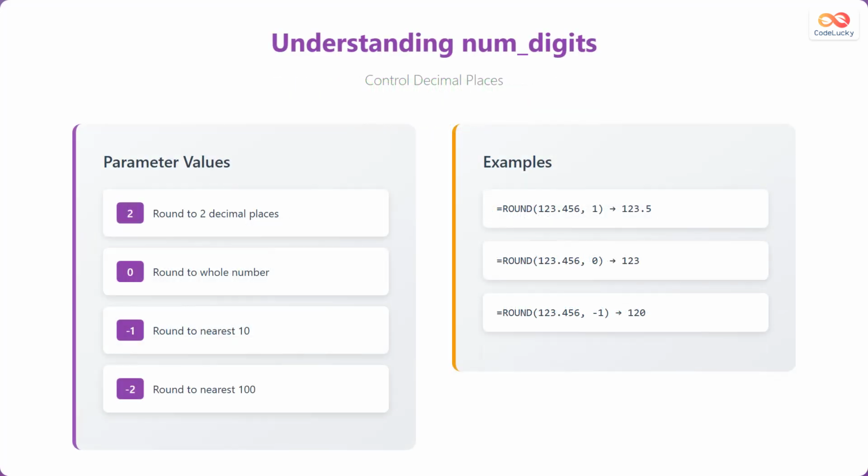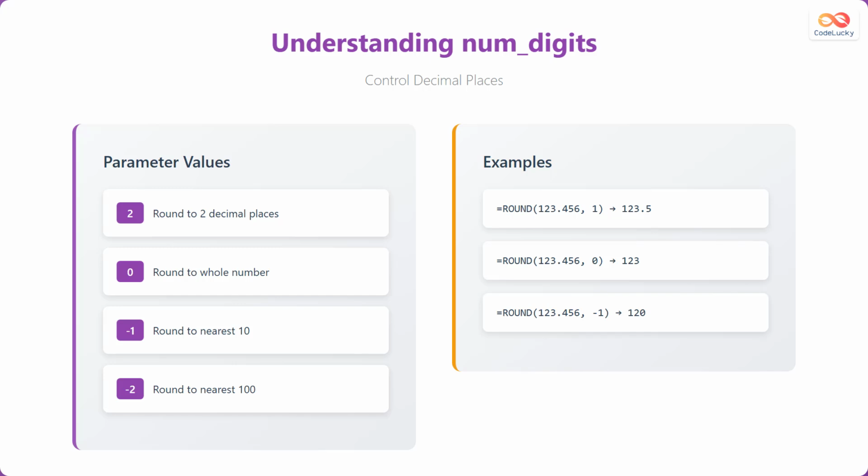Now let's take a closer look at the num_digits parameter, which controls decimal places. Let's consider the parameter values. A value of 2 rounds to 2 decimal places. A value of 0 rounds to the nearest whole number. A value of -1 rounds to the nearest 10. A value of -2 rounds to the nearest 100. Let's see how these parameter values work in practice.